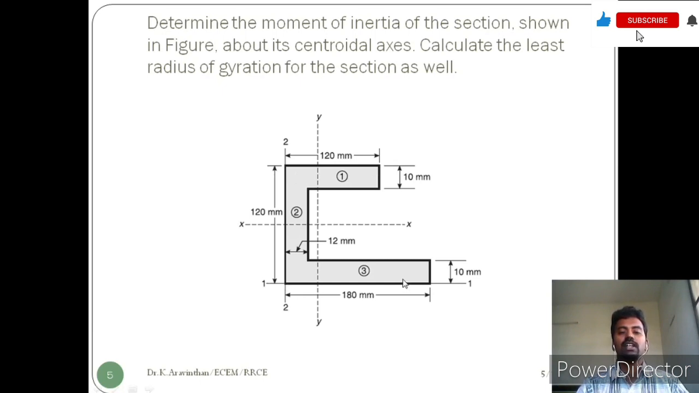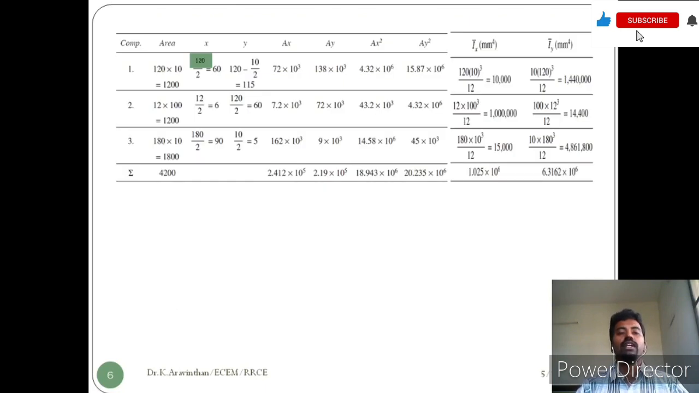The channel is a C section which has 120 mm by 10 mm, and 12 mm breadth, and the depth here is 120 minus 10 minus 10. You have to eliminate the 2 components here, so the depth will be 100 mm. The last section dimension is 180 into 10. So let us find the moment of inertia and the radius of gyration. For finding the moment of inertia, let us make this tabular column and identify all the components.